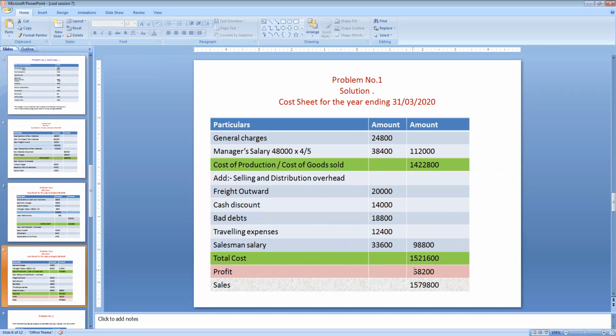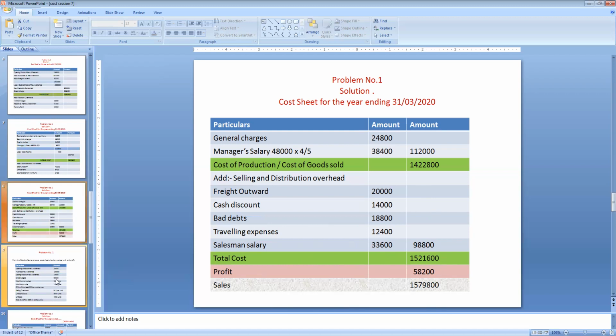Then we'll get the total cost of 15,21,600. This is the total cost which includes both direct expenses as well as the overheads. Then now we are going to calculate the profit. Let us see what the sales value given in the question is. That is 15,79,800. The total cost incurred for producing the product is 15,21,600. It is less than the sales, so we are going to incur the profit, that is 58,200. So this is how we need to prepare the cost sheet.